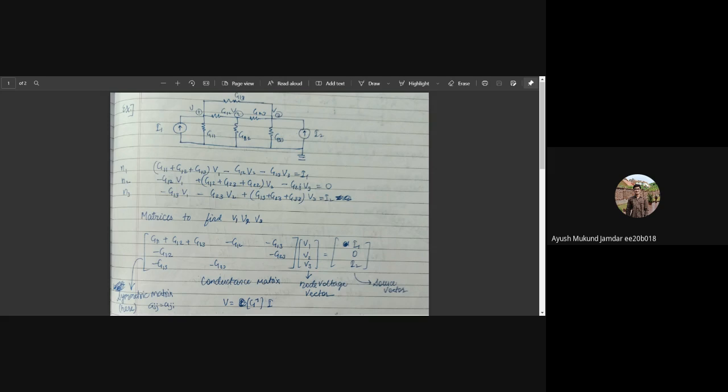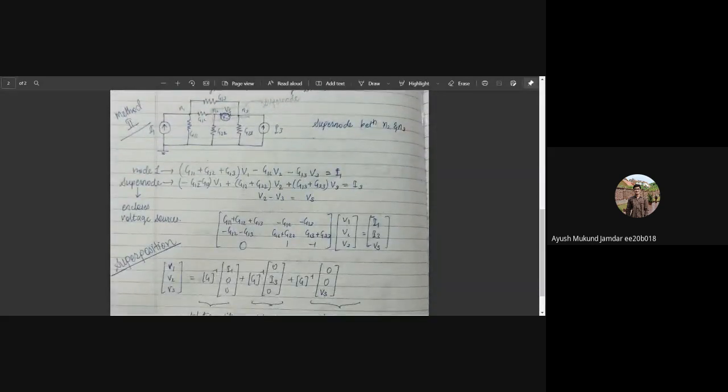But there is a better way to do this, and that is using a supernode. As you can see, the Vs source has been applied in the place of G23 here. Instead of assuming an additional unknown current through Vs, we'll use a supernode, that is N2 and N3. We'll combine them together as a single node and write the KCL equation for the bigger node. So let's see how this works.